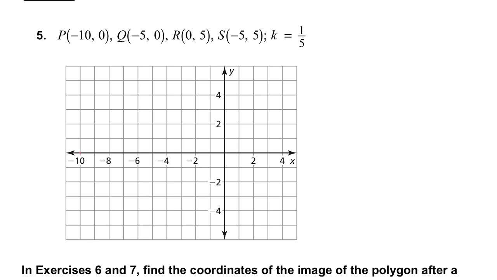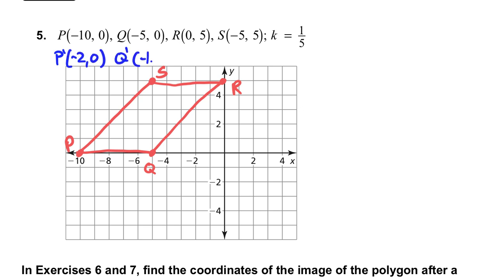Negative 10, 0, that's P. Negative 5, 0, that's Q. Then we have 0, 5, that is R. And then negative 5, 5, that is S. And this looks like a nice parallelogram here. Now we want to multiply everything by 1/5. So P prime is going to be negative 2, 0.